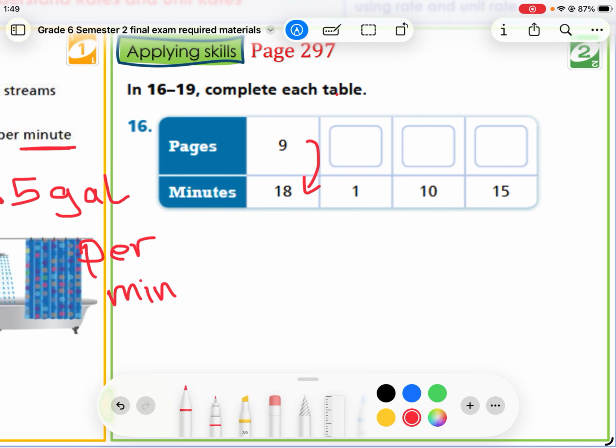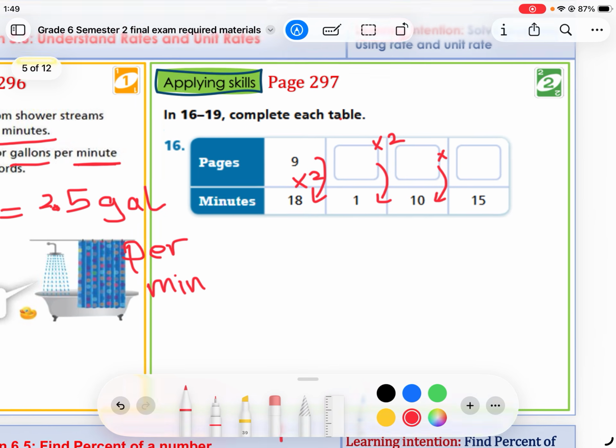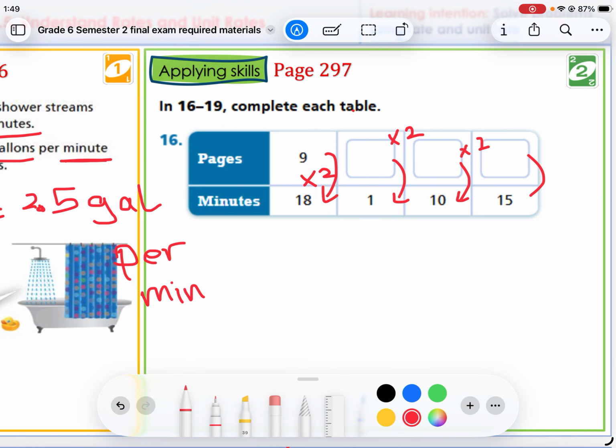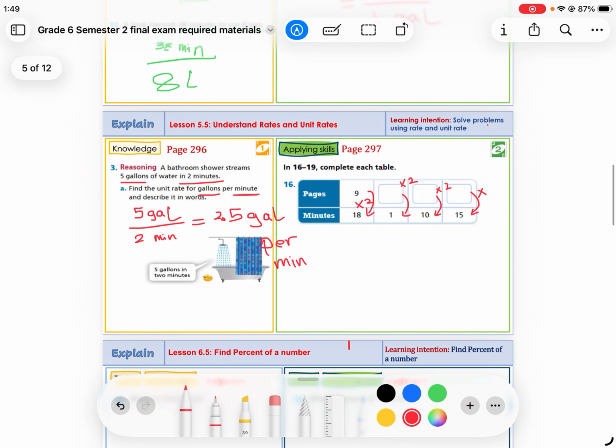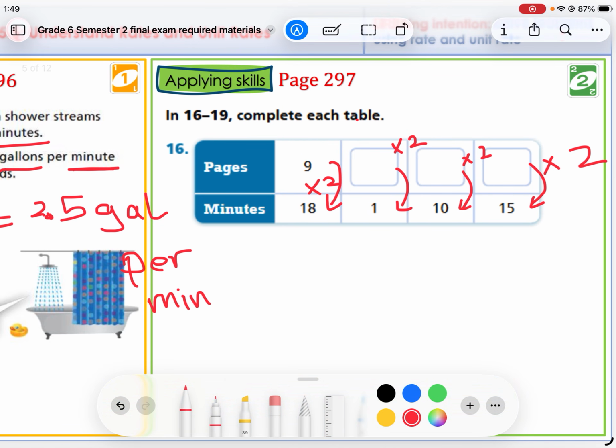It makes sense. So all you have to think is, 9 times what number will give you 18? That will be times 2. That means the pattern that you will apply for every single box in the table, you're going to multiply it with 2. Times 2. Same here, times 2. And finally here, times 2. So now all you have to think is, what number multiplied with 2 will give you 1? What number multiplied with 2 will give you 10? What number multiplied with 2 will give you 15?